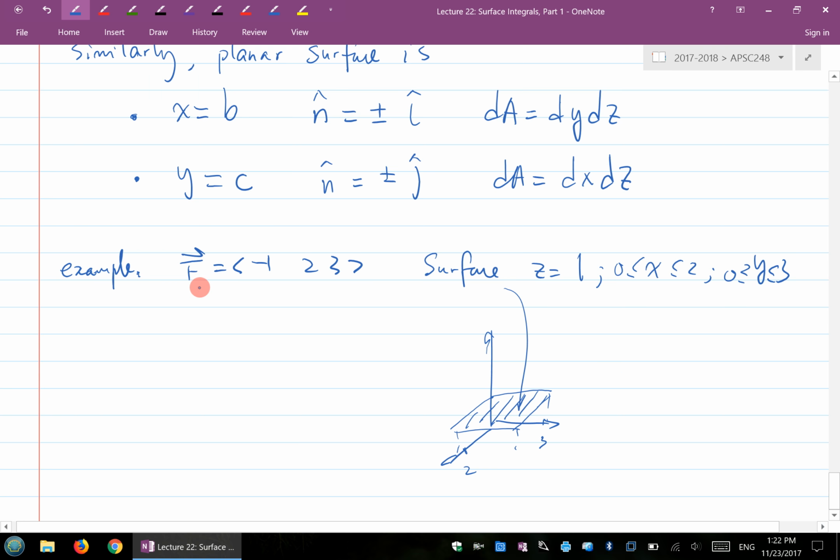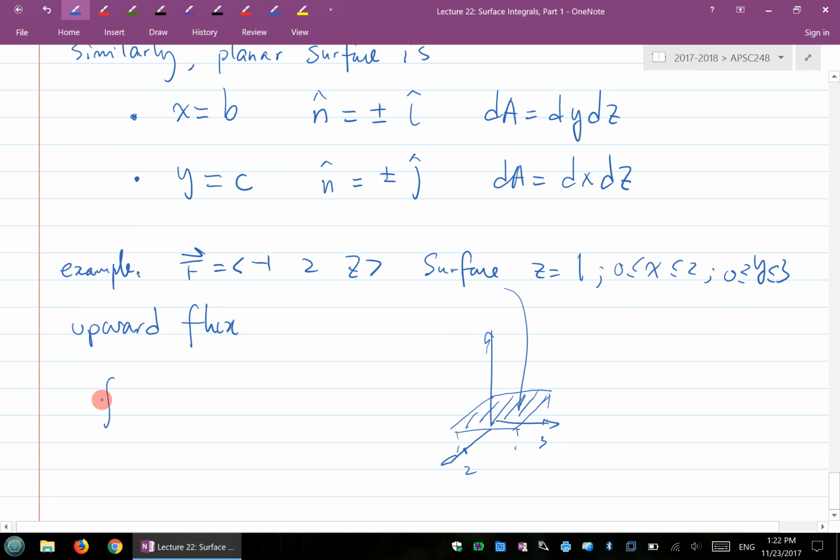And here is your vector field. In this case, it's actually a very simple field. It's a constant field, -1, 2, 3. Maybe let me just say this is a z here. Let's just say this is a z. Let's say I want to calculate upward flux. So how much flux going upward?